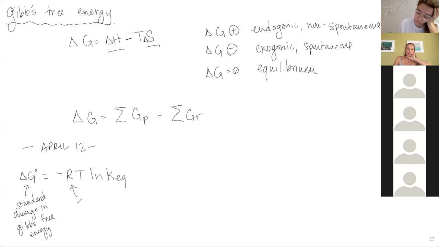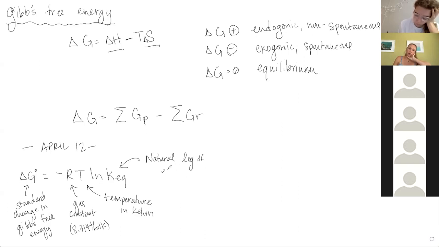This is the gas constant, which is often 8.314 joules per mole Kelvin. This is our temperature in Kelvin. And this is the natural log of the equilibrium quotient.